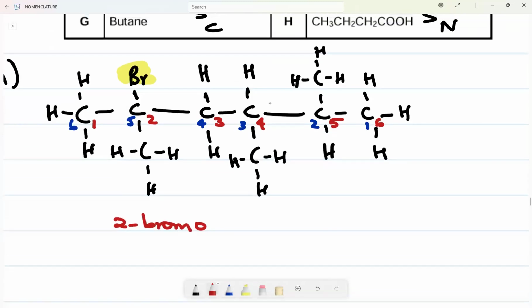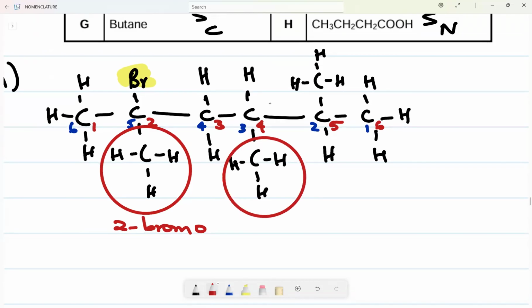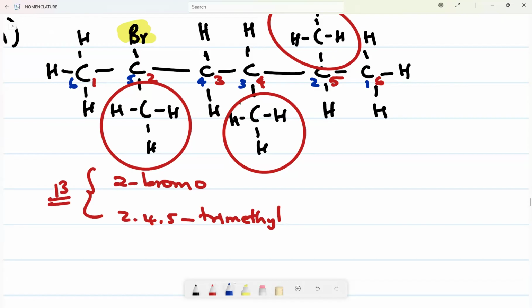I also have branches. Can you see now this one is going to be a branch, this one a branch, and this one a branch, like that. So how many branches do I have? I have 3 branches, in different locations: number 2, number 4, number 5. I'm using the numbering of red. So I'm going to have 2,4,5 methyl. The total numbering here is 2 plus 4 plus 5, it is 11 plus 2, it is 13. This one is 13.